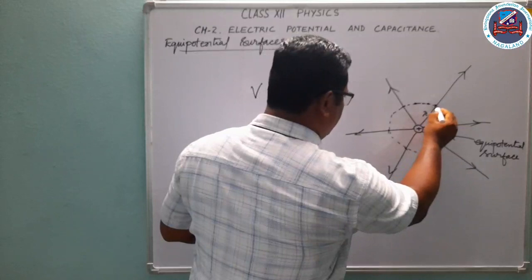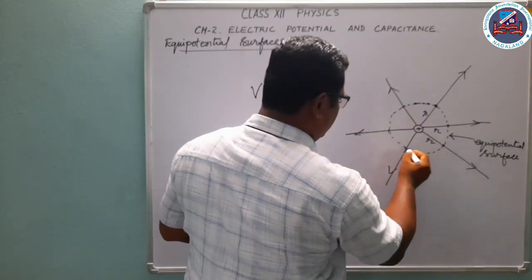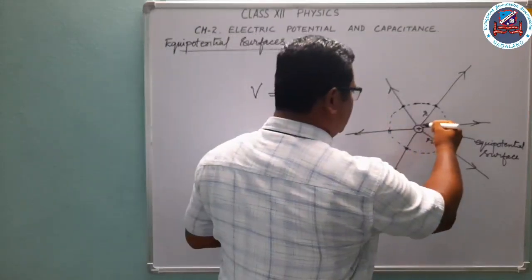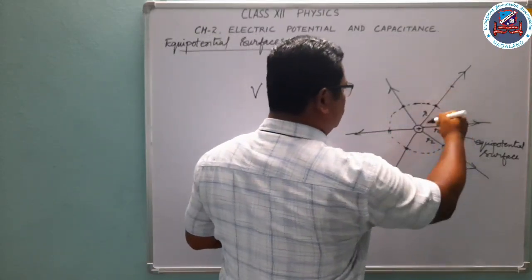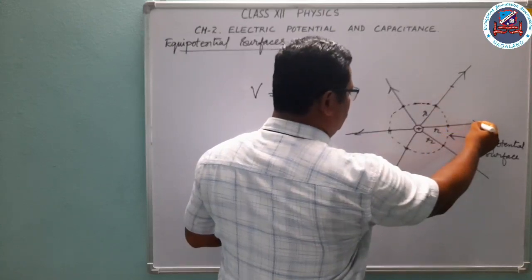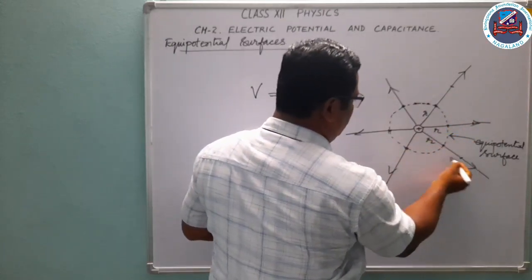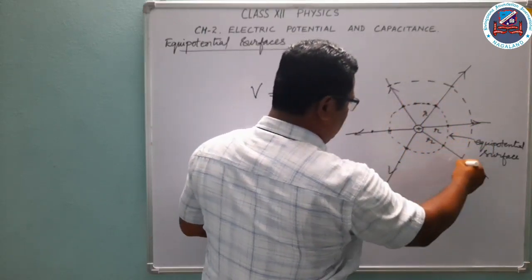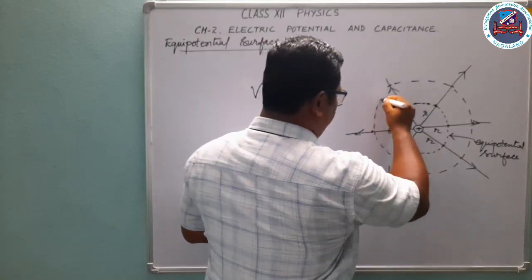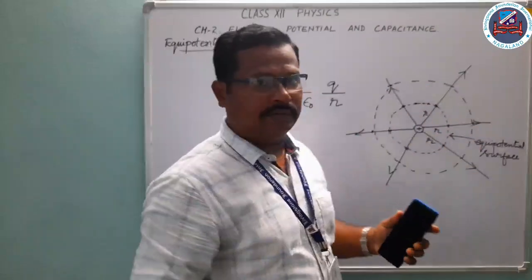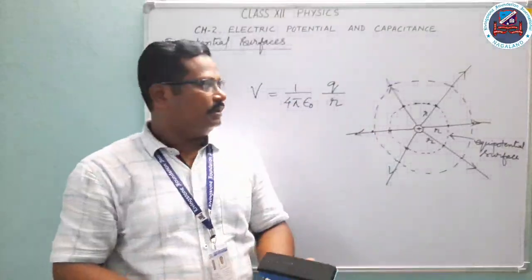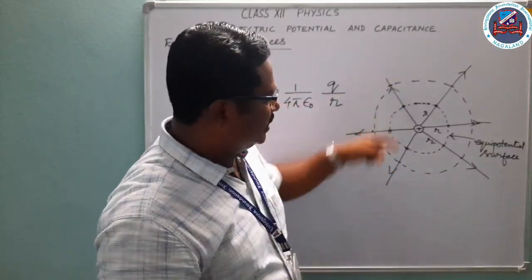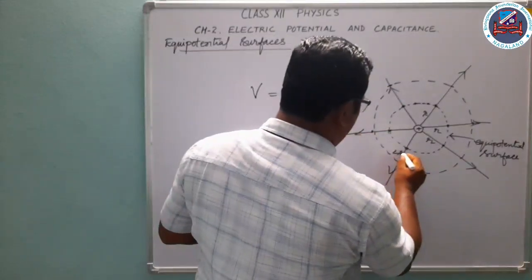At this point the potential, at this point the potential, everywhere it will remain the same. Now again you can take the distance, suppose here up to this point it is 2R, like that everywhere 2R. If I draw a sphere, it is three-dimensional, so we have to take it as a sphere. So this is another equipotential surface, but here the distance is 2R.